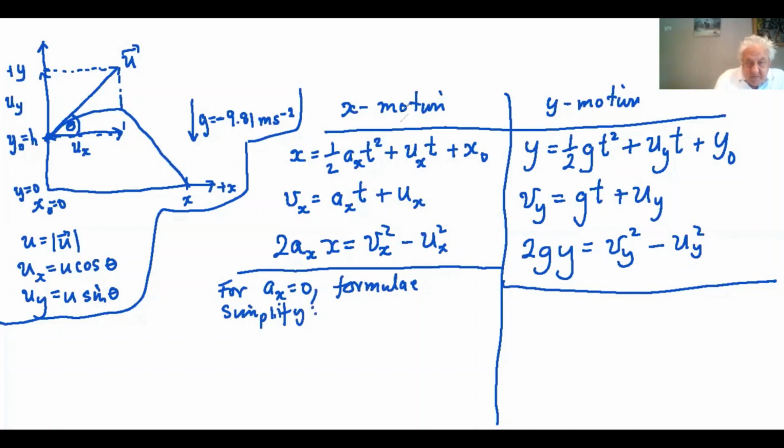So my a_x is 0, so my x becomes u_x t plus x naught. Even though x naught is 0, I'm going to keep it in. You will substitute x naught equals 0 when you come to do the calculation. So I'll keep that as equation 1. And my equation 2, this is 0.